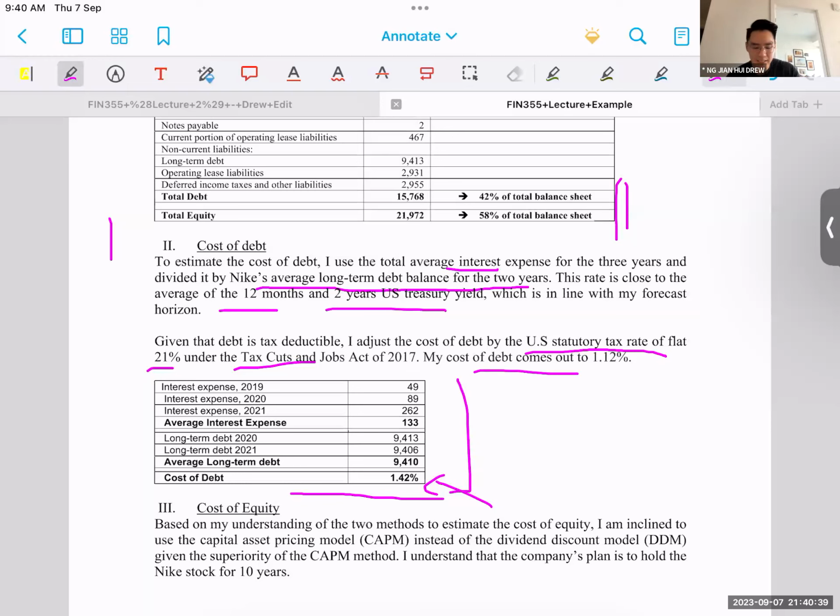So what's wrong with this method? He used the interest expense, average interest expense divided by average long-term debt. Doesn't that make sense? Okay, yeah, yield to maturity. So you want to use yield to maturity. That is more or less correct. But what's wrong with his method? Doesn't his method make sense? I take the interest expense, divide by my long-term debt, then I get the cost of debt. It's quite easy, right? But why is this wrong?